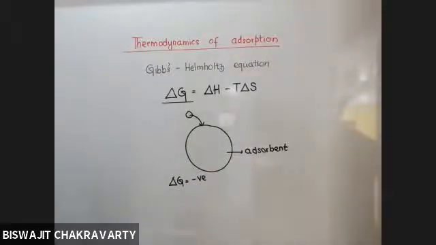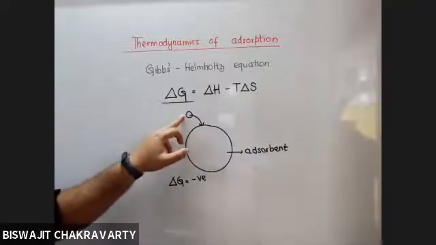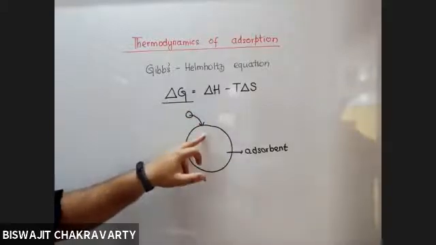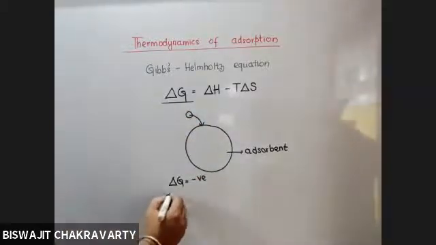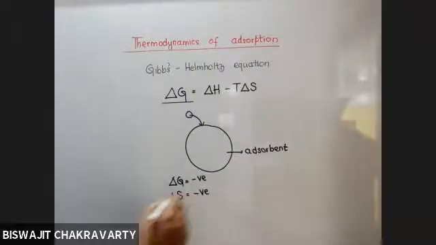Here, before adsorption, it was more random, more disordered. After adsorption, it has become less random and more ordered. So during the process of adsorption, delta S is also negative, because if entropy decreases, the delta S is said to be negative. Clear? Clear out your doubts if you still have any questions or have not understood anything.